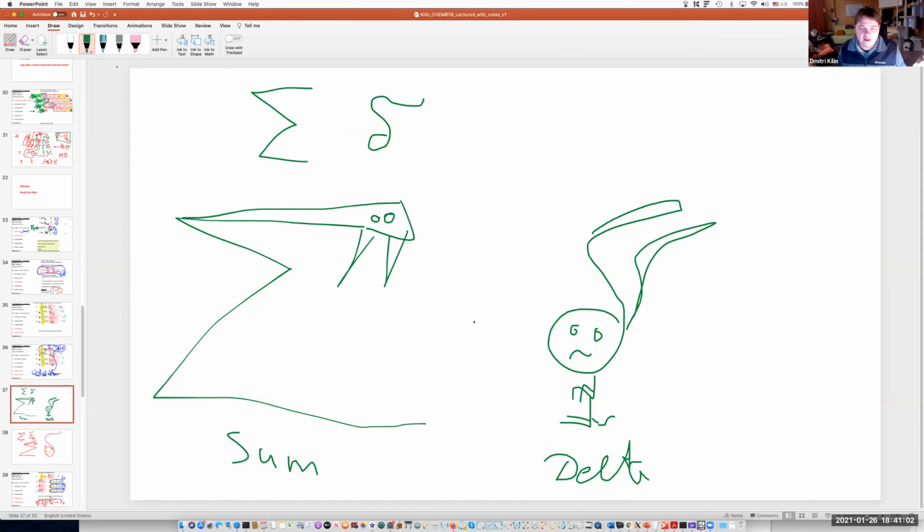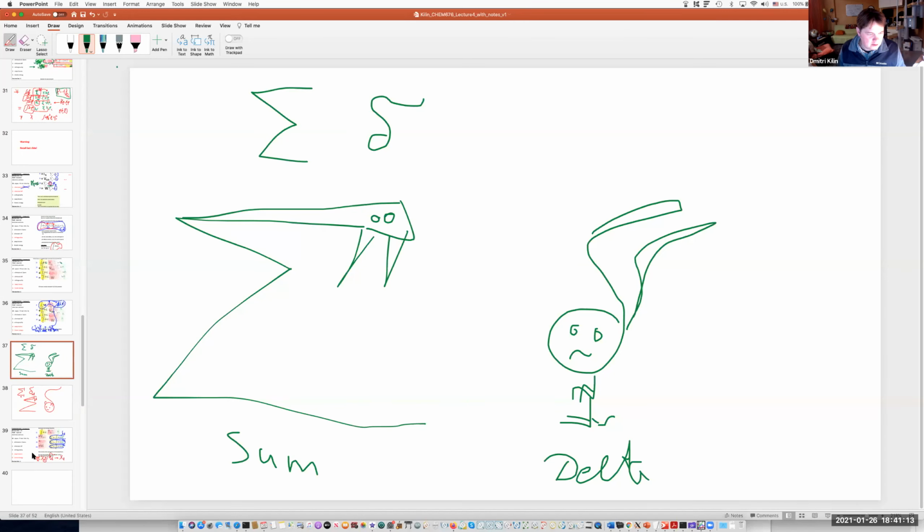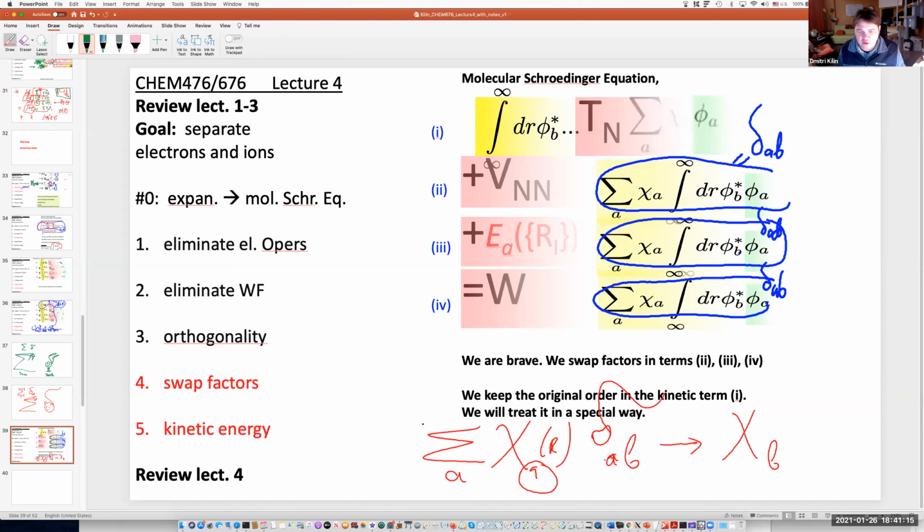So this corresponds to the row by column multiplication, if you remember linear algebra. So let's try to practice. Let's try to practice it.